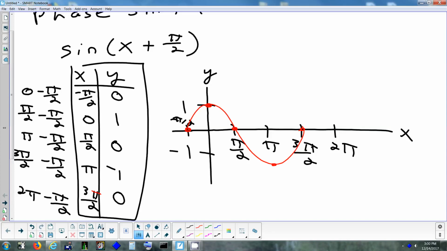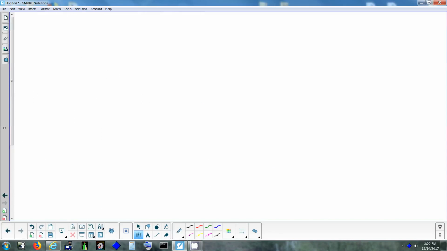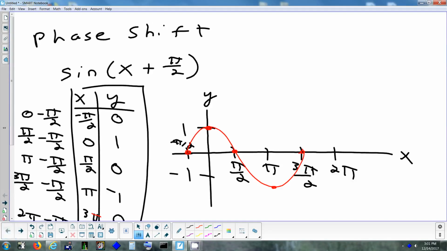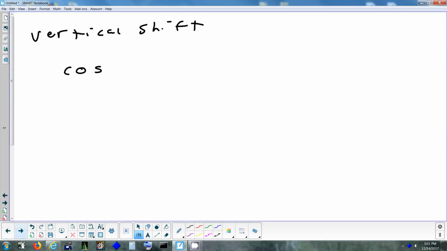We can do one of each, or if there's one that you don't need to see, we can skip it. Can we do one of each? Yep. Let's do a quicker one. Vertical shift. Vertical shift is pretty much what the name says. It shifts up or down. We just did sine, right? Let's do cosine. Cosine x plus 3.